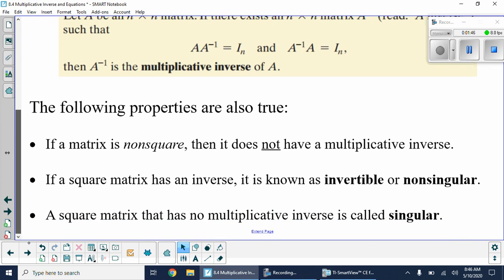Now, a couple of different things. If a matrix is not a square matrix, like it's a 2 by 3 or a 1 by 4, where the numbers are not the same, it doesn't have an inverse, straight up. If a matrix does have an inverse, then it's considered invertible or non-singular, and a square matrix that has no inverse is called a singular matrix. So if you have a graphing calculator, you might come across that where you try to do an inverse and it says, nope, singular matrix. That means there is no inverse.